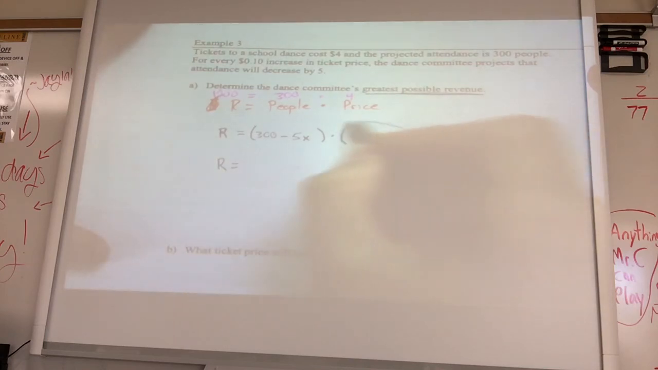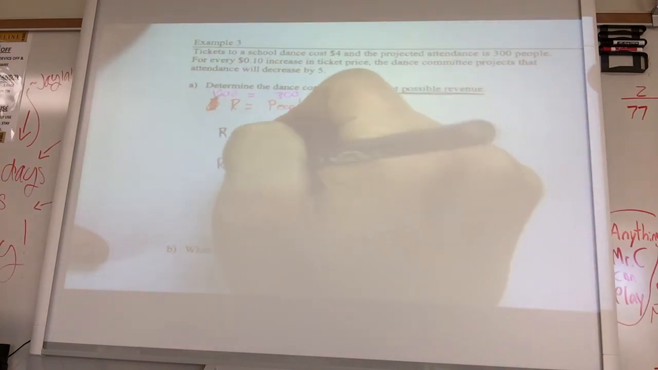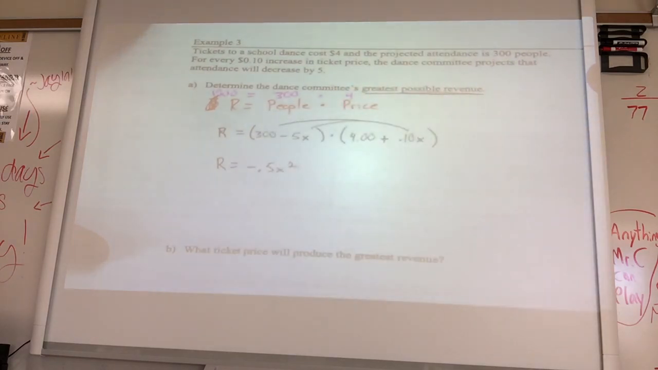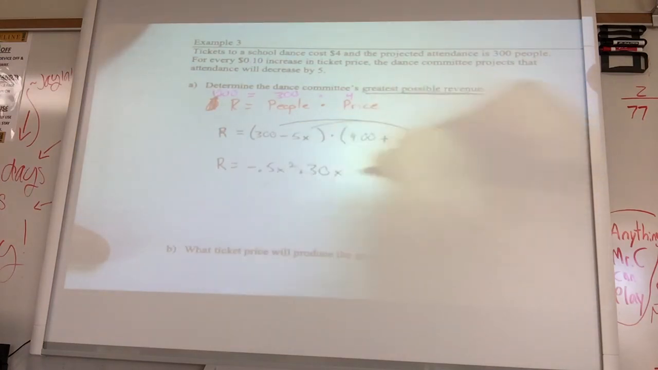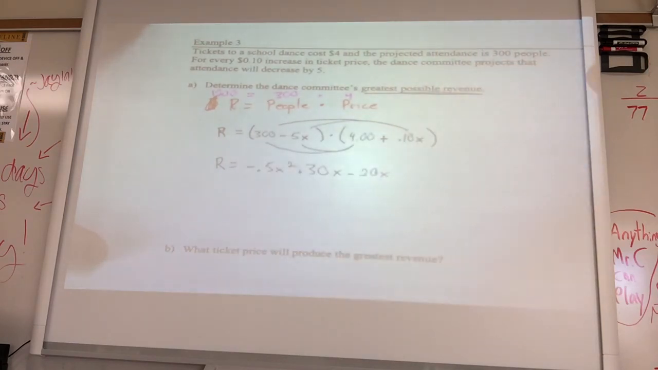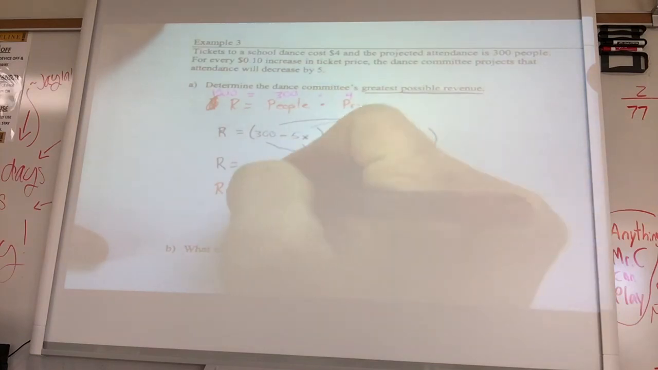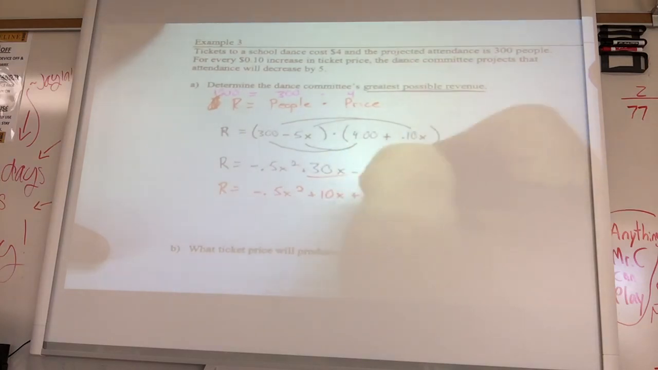So I multiply it all out. I've got 0.1 times negative 5x, so negative 0.5x squared. 0.1 times 300, so 30, plus 30x. Then 4 times negative 5, so negative 20x, and then 4 times 300. Hopefully I did all this right. I'm going to simplify it, or combine like terms. So I've got negative 0.5x squared plus 10x plus 1200.